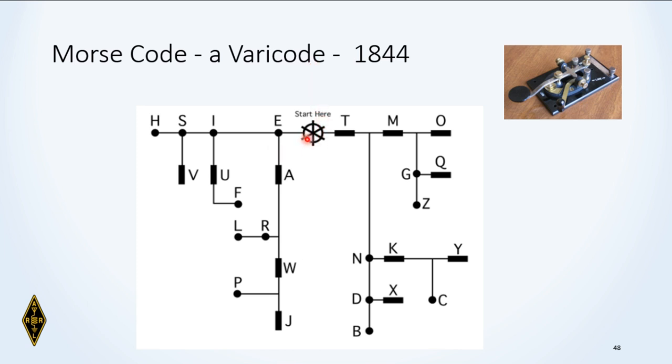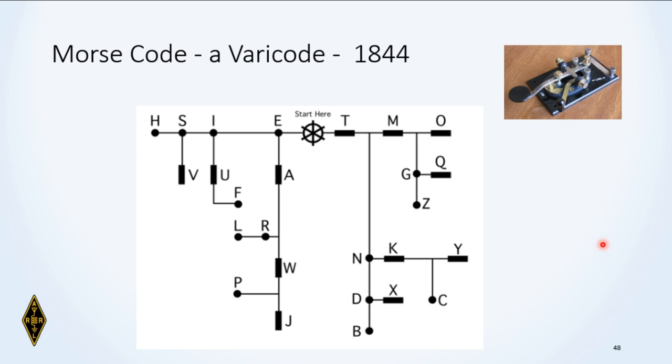So starting in the middle, if we wanted to send a T, that would be a single dash or a dah. So the most common letters are closest to this point here. An I would be dit, dit. An S, dit, dit, dit. So you can see how the entire alphabet maps out.